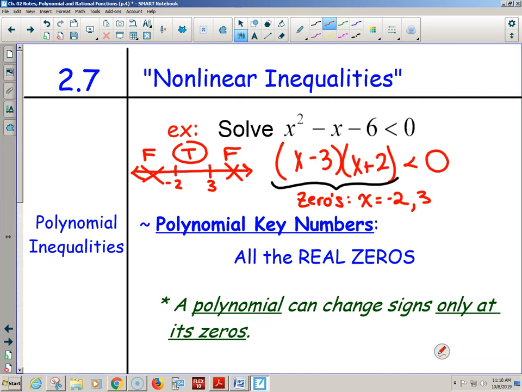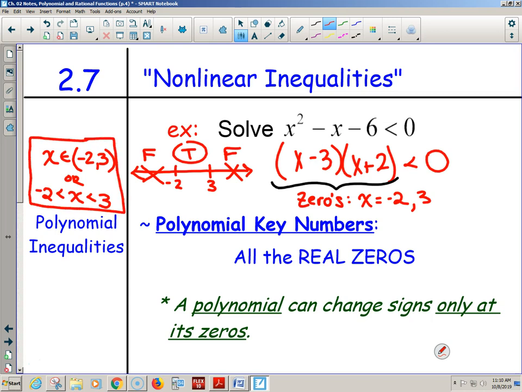So, if I were to solve, my answer is all the x values in between negative 2 and 3. Another way of saying that is all x's greater than negative 2 and less than 3. Why is the interval open? Why am I not allowed to say or equal to? Why do the zeros not get included? Because it's less than and not or equal to.